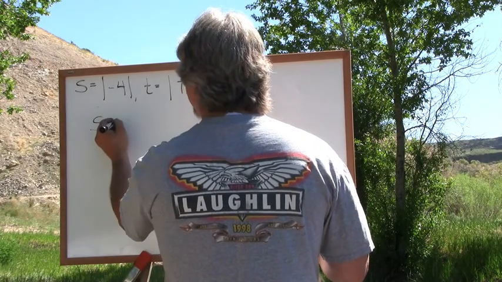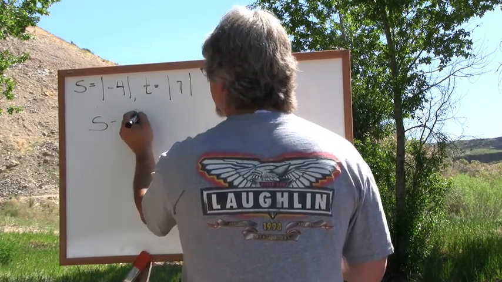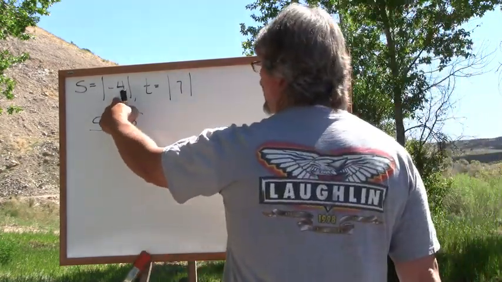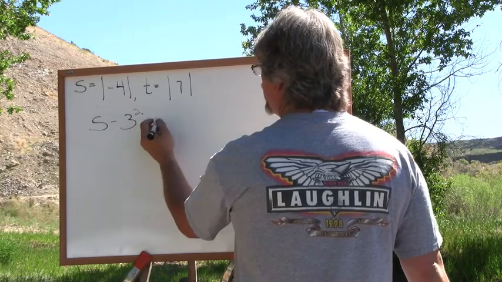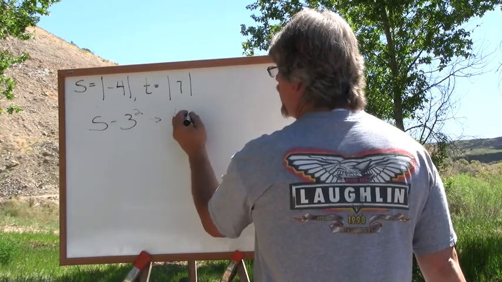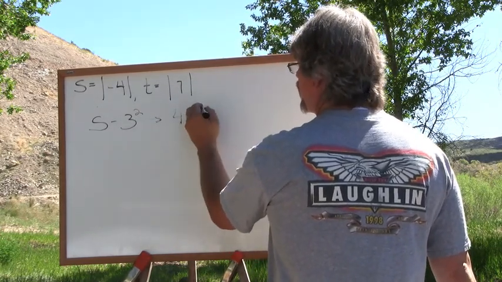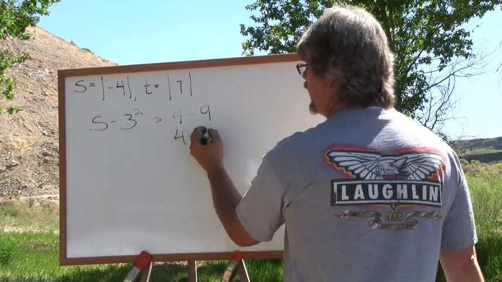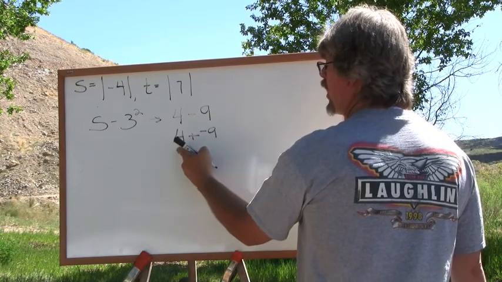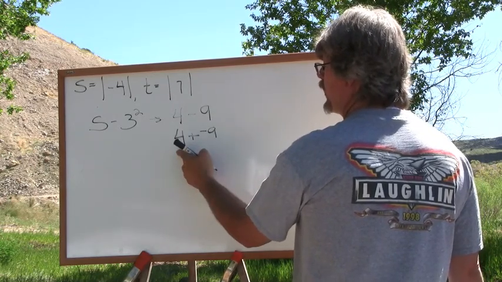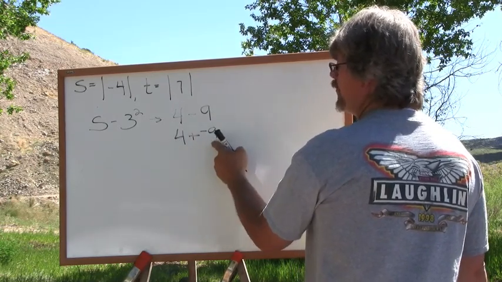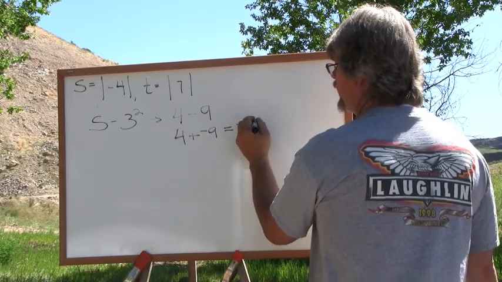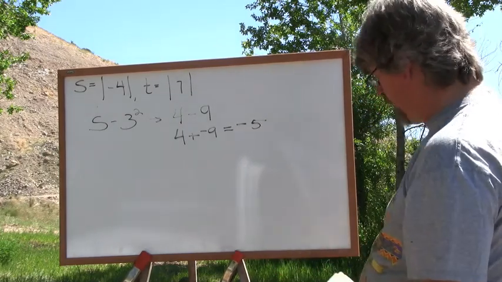What if we're told S minus 3 squared? Well, we know the absolute value of -4 is going to be 4. So this becomes 4 minus 3 squared, which is 9. 4 plus -9. 9 is a larger value than 4. The difference between 9 and 4 is 5. The bigger number has the negative, so we know the answer is going to have the negative, and that simply becomes -5.